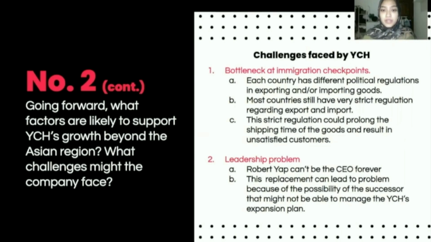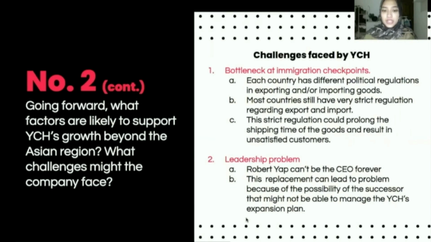enter the country. Dealing with immigration means that you have to deal with the political matters in each country as well. Each country tends to have different political regulation in exporting and or importing goods, which means that YCH needs to know the do's and don'ts for each country's system. Even with globalization, most countries still have a very strict regulation regarding export and import. And this strict regulation could prolong the shipping of the goods, and it could result in unsatisfied customers.